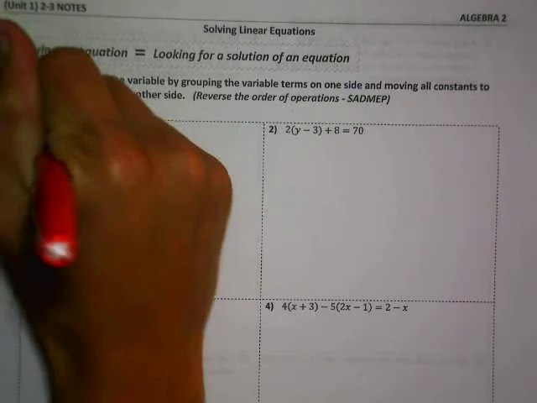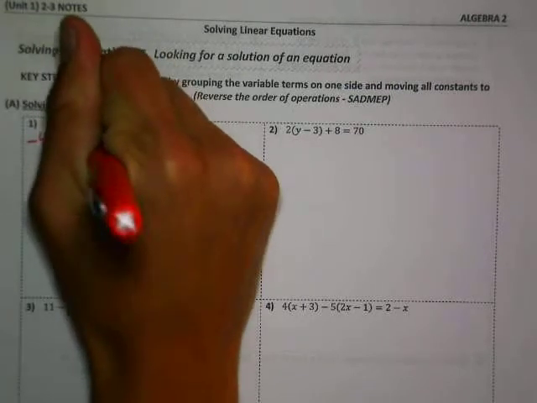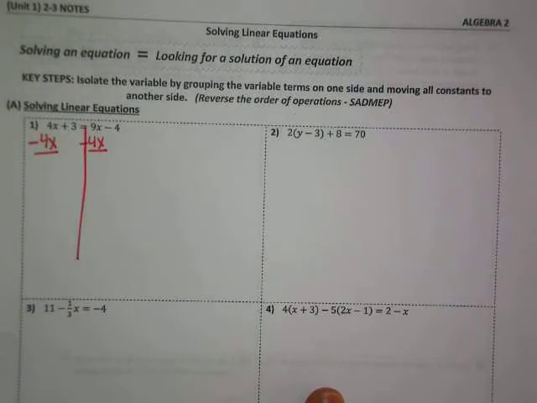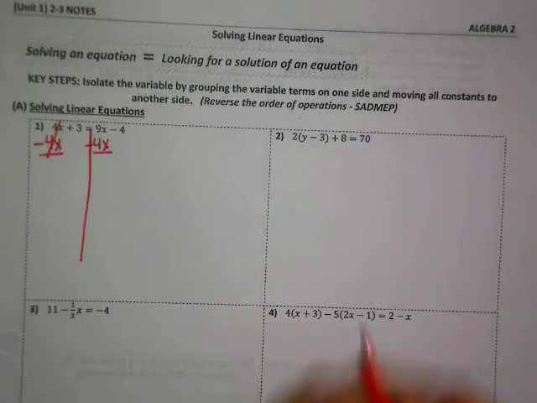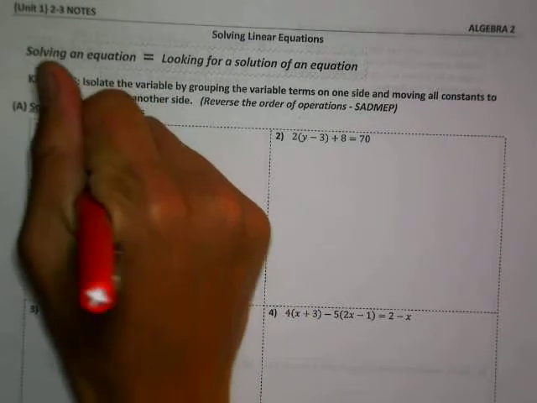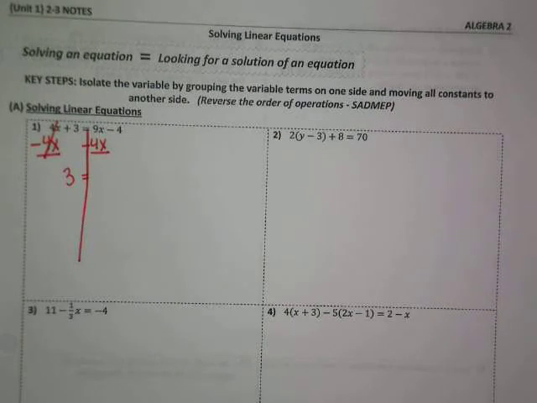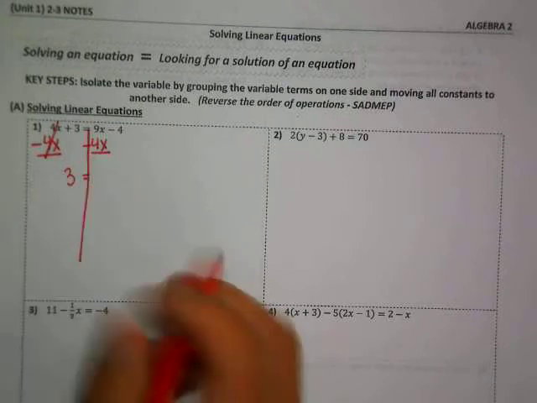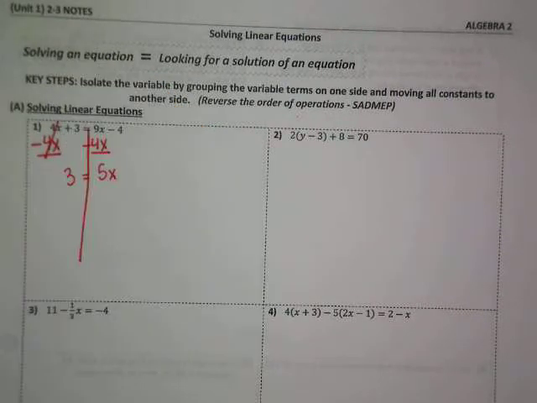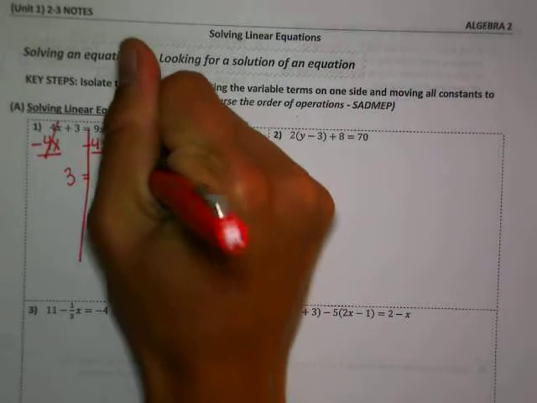I'll subtract the 4x. So that goes away. And I'm just left with 3 on the left side. And on the right side, 9x minus 4x is 5x, and then I still have the minus 4.